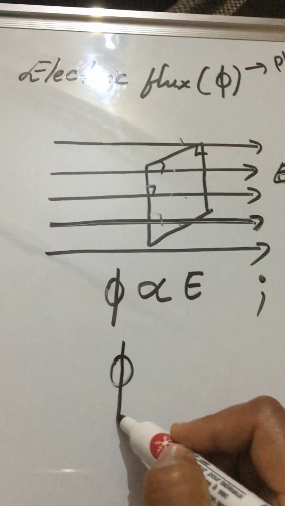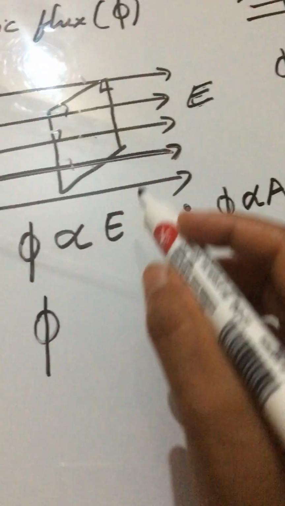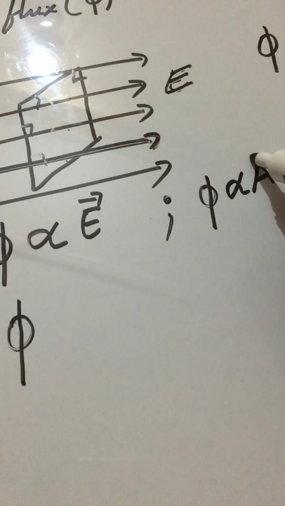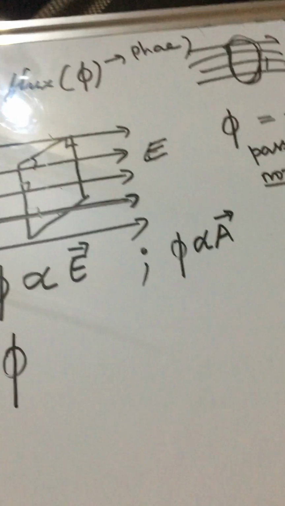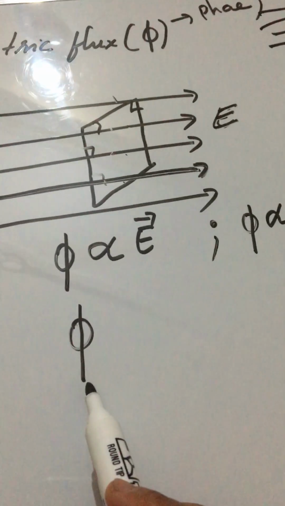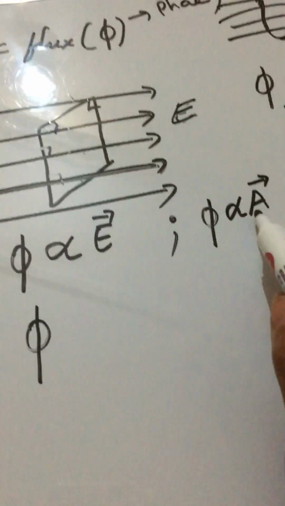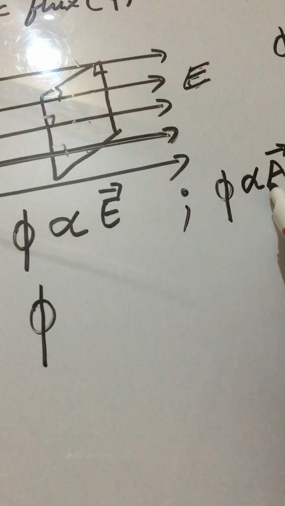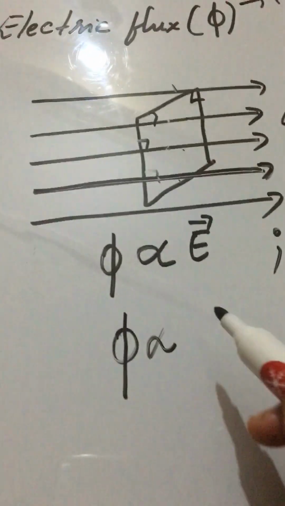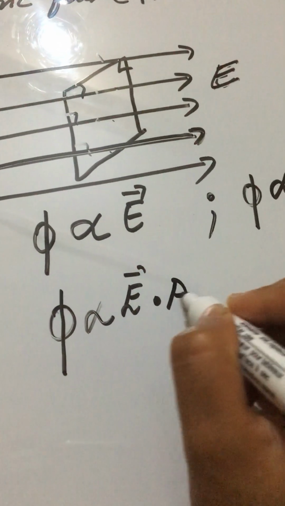Now see, flux is a scalar quantity. But electric field is what? A vector quantity. Area is also a vector quantity, right? Two vectors multiplied giving a scalar quantity, then what type of product do we need? We need the scalar product. So this will be E dot A.